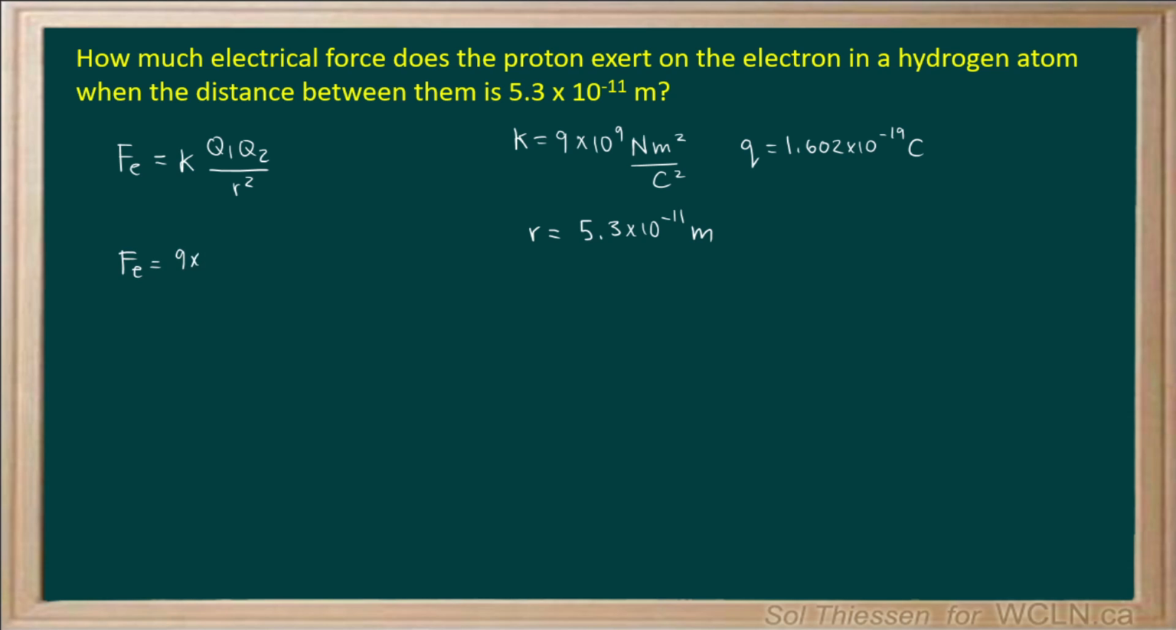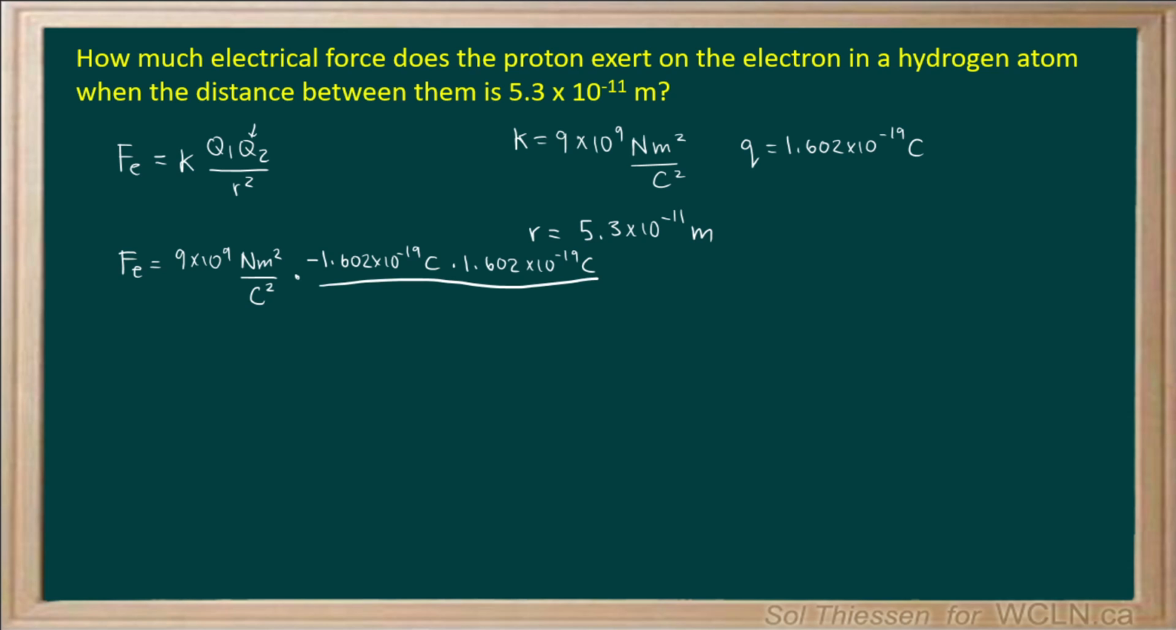So K is 9 times 10 to the power of 9 Newton meters squared per Coulomb squared. Q1, let's say that that's the charge on the electron. That's going to be negative 1.602 times 10 to the power of minus 19 coulombs. Let's say Q2 is the charge on the proton. That'll be positive 1.602 times 10 to the power of minus 19 coulombs.